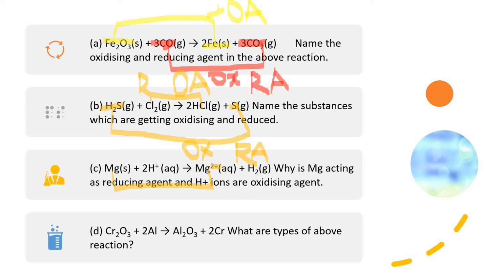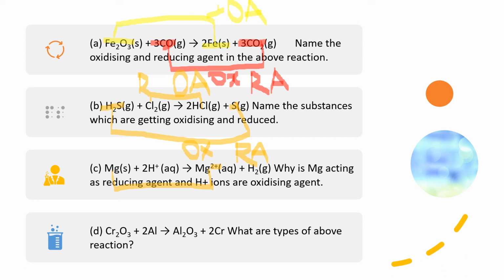So what happens? Mg acts as a reducing agent because Mg loses two electrons. Therefore, Mg acts as a reducing agent, and H plus ion acts as an oxidizing agent because it accepts two electrons. Therefore, H plus ions are the oxidizing agent. Clear?